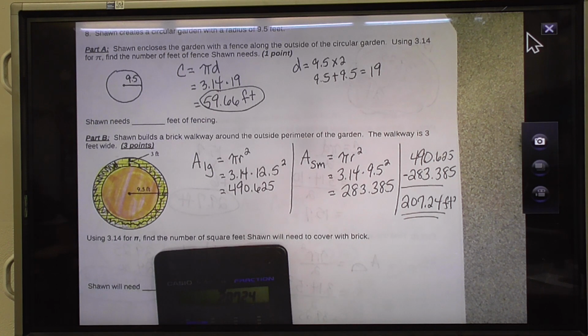So when he goes to Lowe's and he's looking to buy his bricks, he can go look at a brick and be like, okay, this one brick covers 1 square foot. So I'm gonna need at least 207.24 of them. Of course, Lowe's ain't gonna sell them 0.24, so you're gonna need 208, and then cut one.